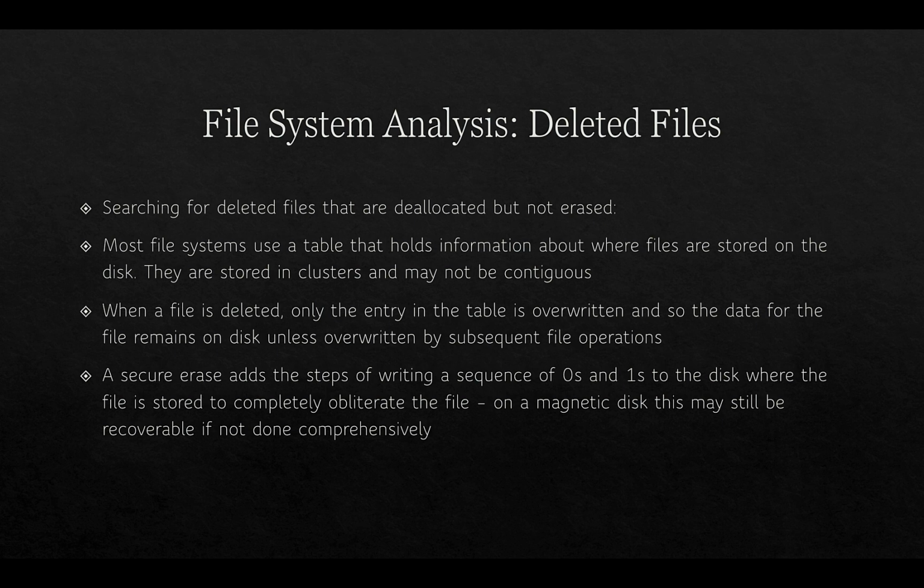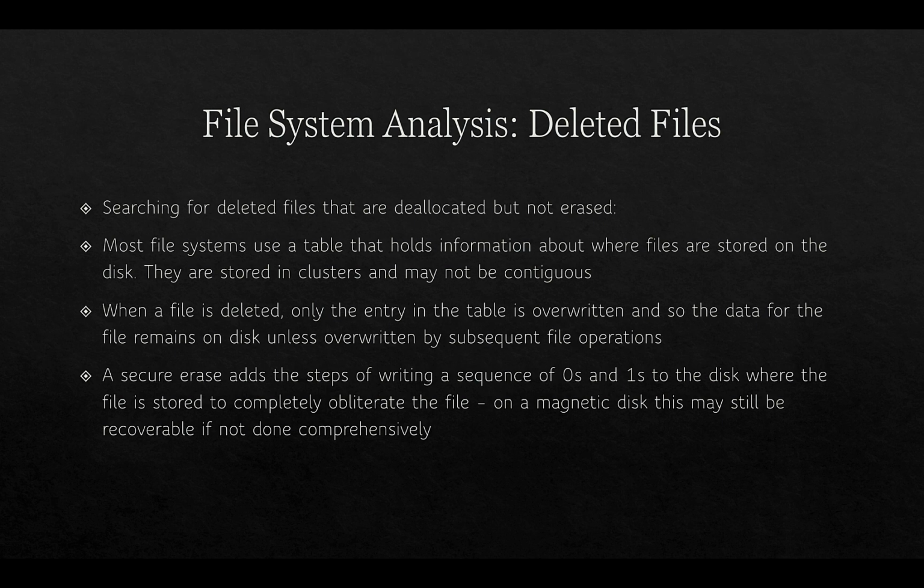Another thing that we can look at in forensic analysis is deleted files. So we can search for deleted files that are deallocated but not erased. Most file systems use a table that holds information about where files are stored on the disk, and they are stored in clusters, although they may not be contiguous. So when a file is deleted, only the entry in the table is overwritten, so the data for the file remains on disk unless overwritten by subsequent file operations.